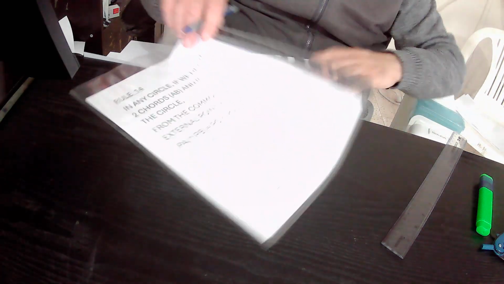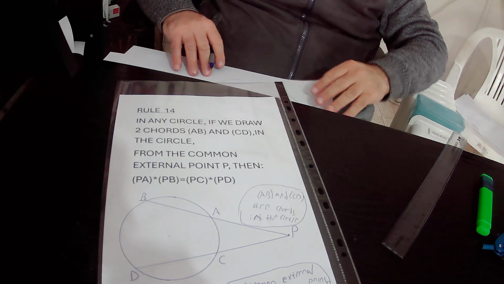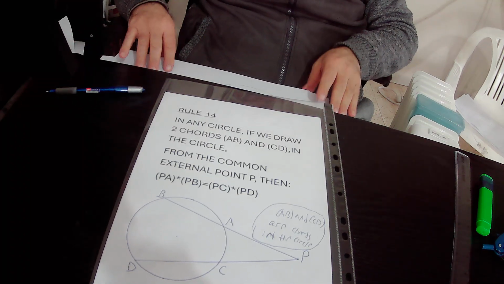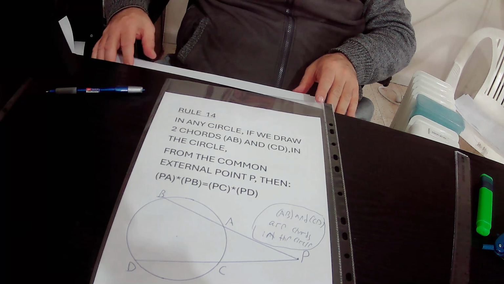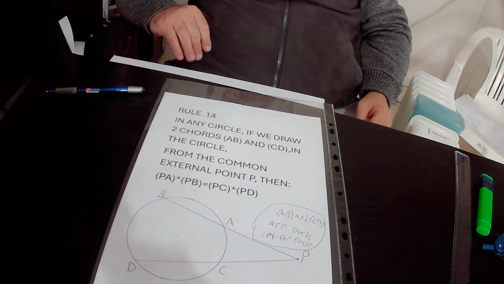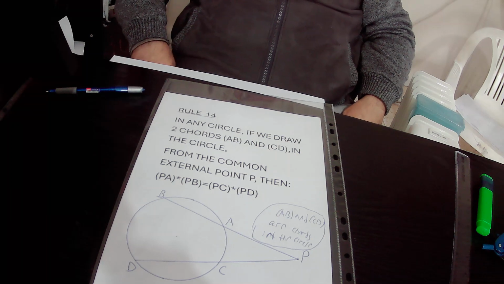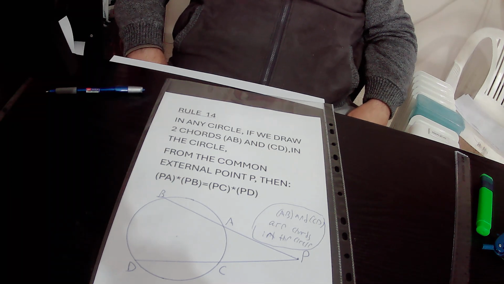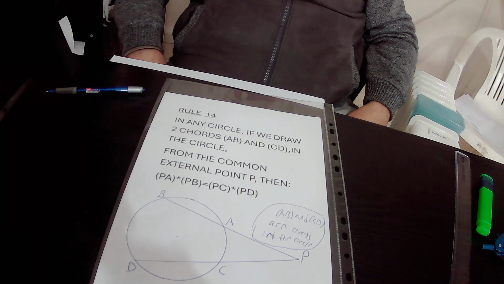According to rule number 14, which is true in any circle: in any circle, if we draw two chords AB and CD from a common external point P, then the following equation will be true: PA times PB equals PC times PD.